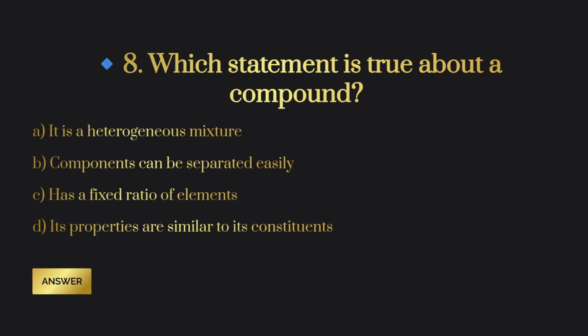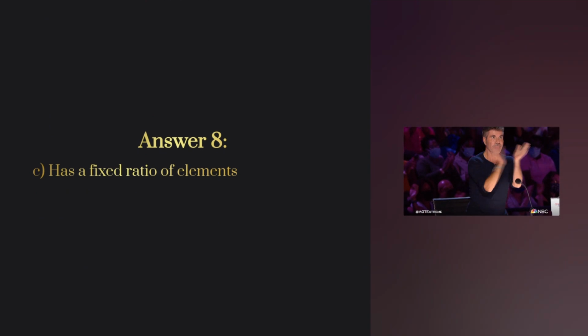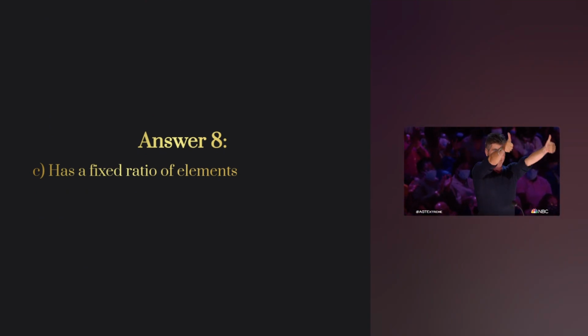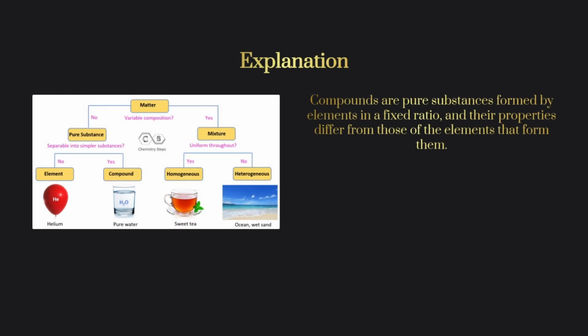Let's find out the correct answer. It is option C, that it has a fixed ratio of elements. So compounds are pure substances formed by elements in a fixed ratio, and their properties differ from those of the elements that form them. Those of the elements means the individual elements that form them.